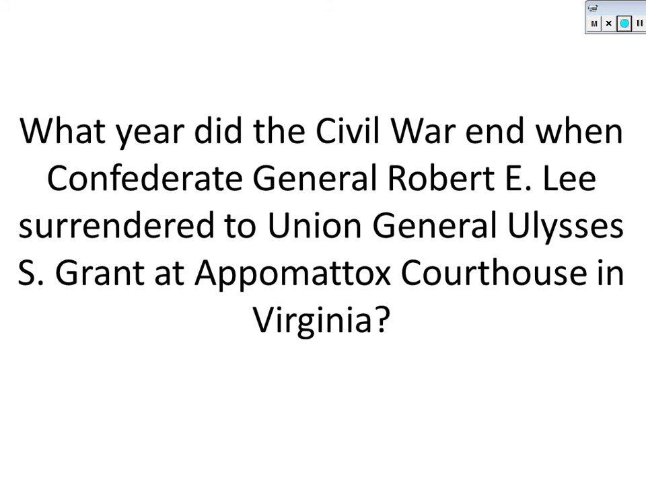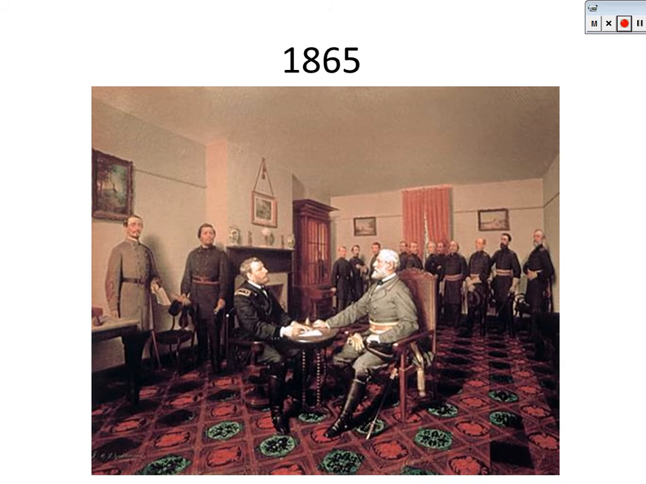All right. What year did the Civil War end when Robert E. Lee surrendered to Ulysses S. Grant at Appomattox Courthouse in Virginia? Good job. April 9th, 1865, there is Lee surrendering to Grant in Wilbur McLean's parlor room in Appomattox Courthouse.